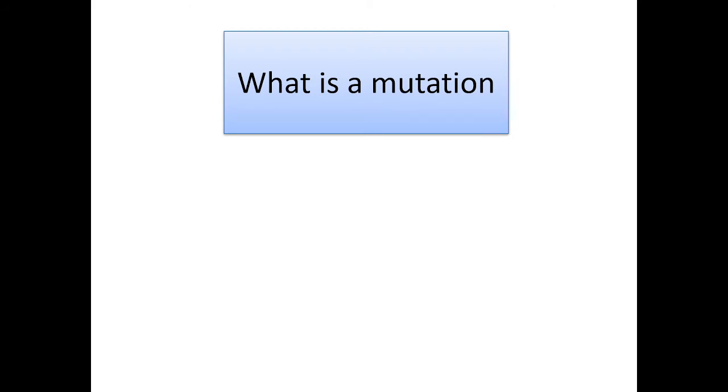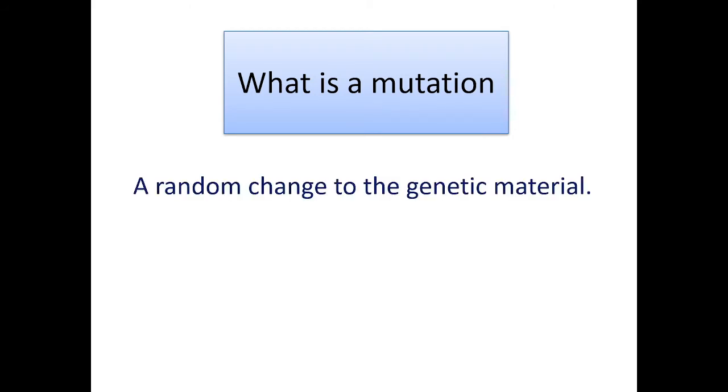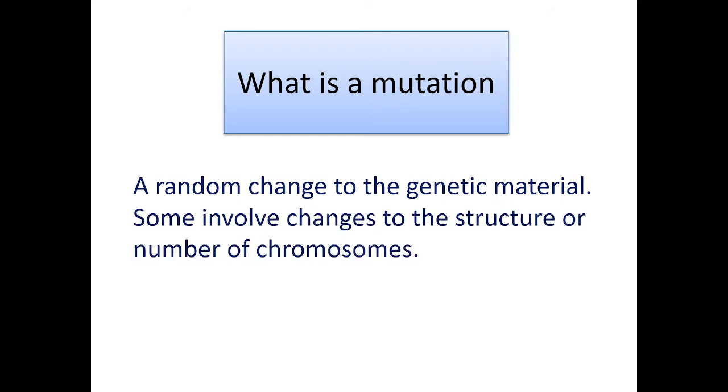Mutation time. A mutation is a random change to the genetic material. That could be a change in one of the bases, or it could be an entire change to a chromosome. In today's lesson, I'm only focusing on a random change to genetic material. I only want to focus on if you change a base, not if you change an entire chromosome. So that there is our definition.